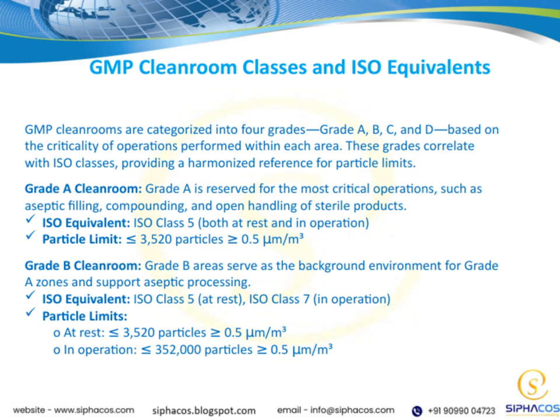Particle limits are a bit more relaxed here. At rest, up to 3,520 particles per cubic meter, and in operation, up to 352,000 particles. Understanding these classifications is crucial because they ensure we maintain the appropriate environment for each stage of production, minimizing contamination risks and maintaining product integrity.